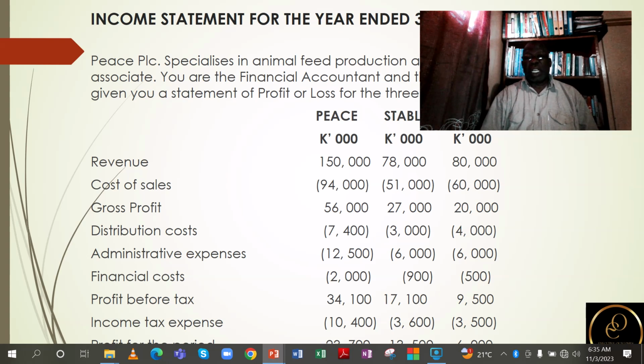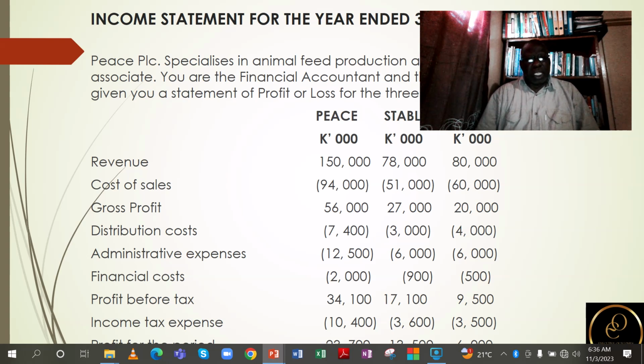The accounting standard that is supposed to be applied in this particular case is International Financial Reporting Standard 10, and also with the associate, we're going to look at International Accounting Standard 28 and International Financial Reporting Standard 10. That is IFRS 10 and IAS 28.